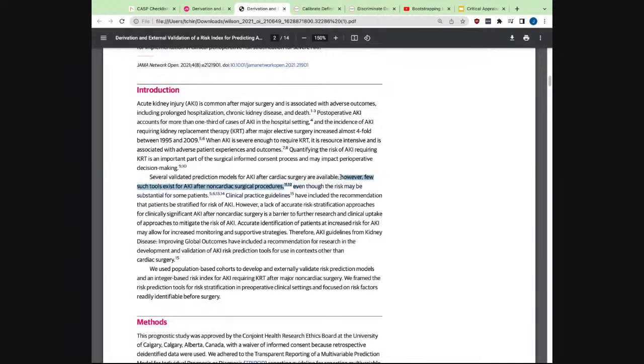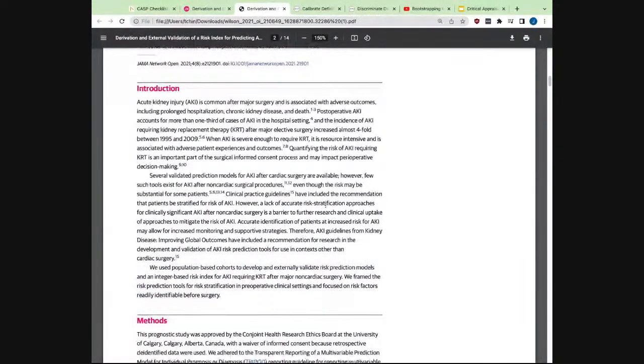However, in this specific case, those tools exist for AKI after non-cardiac surgery. So they are now specifically talking about people with non-cardiac surgery. Here, they even justify further: clinical practice guidelines have included some recommendation. However, it is not accurate. A lack of accurate risk stratification approaches is a barrier to further research. And therefore, paragraph 3, this is what they do to solve the problem.